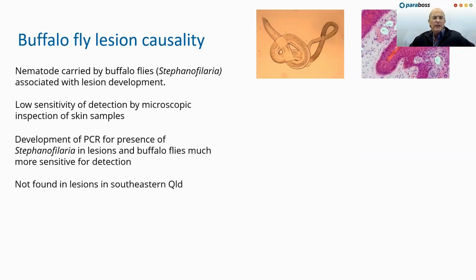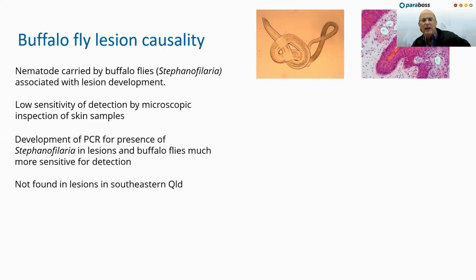Now, buffalo fly lesions, we've always considered that these lesions were due mainly to a nematode, Stephanofilaria, which is carried and spread by buffalo flies, and you can see the small stages here in a skin sample. And these had an effect on lesion development, and indeed they are associated with lesions. However, working in southeast Queensland, we were never able to find these nematodes in cattle, even though there were lots of lesions. So we felt there might be something else going on here.